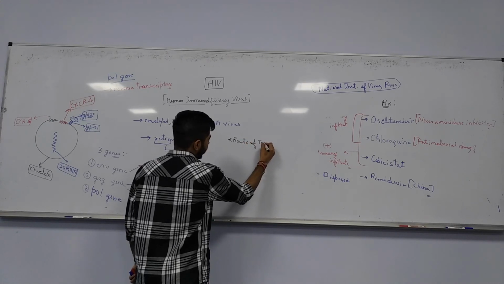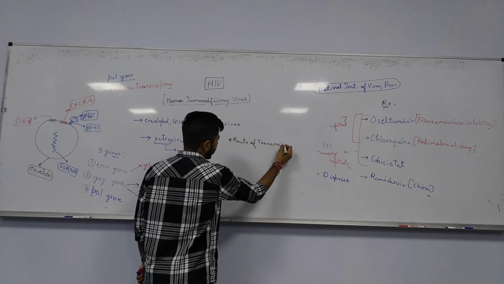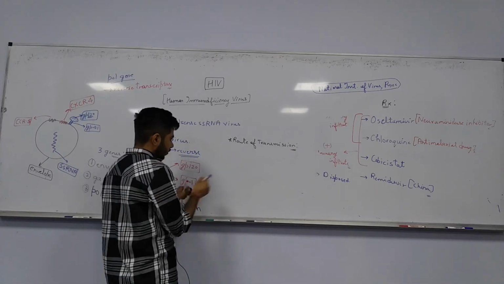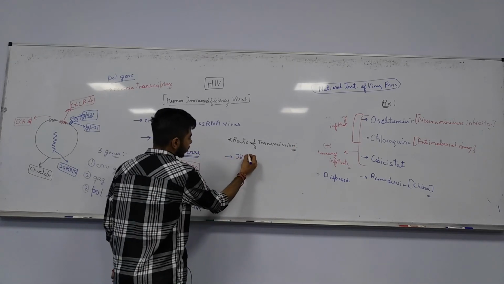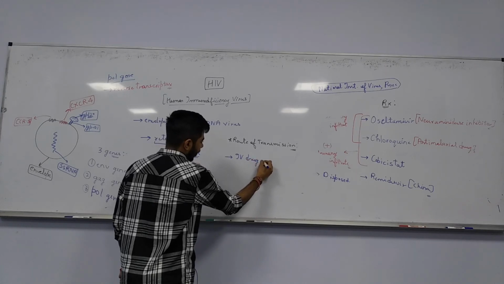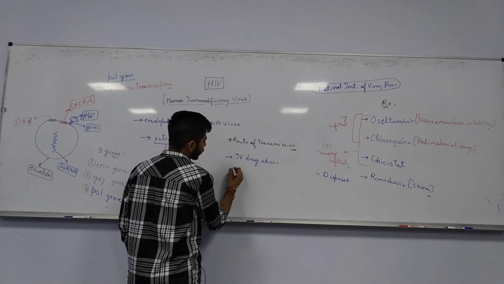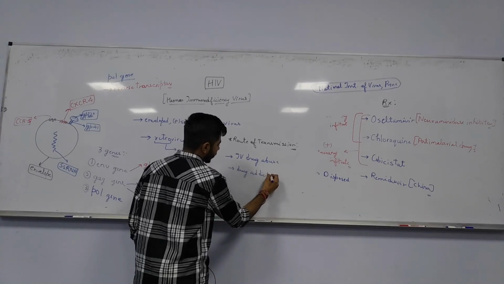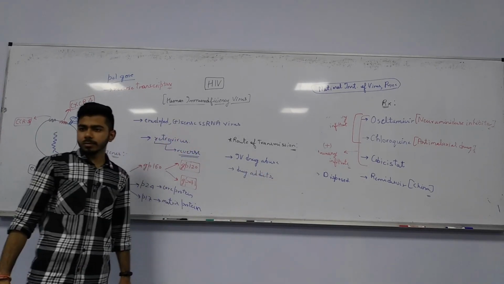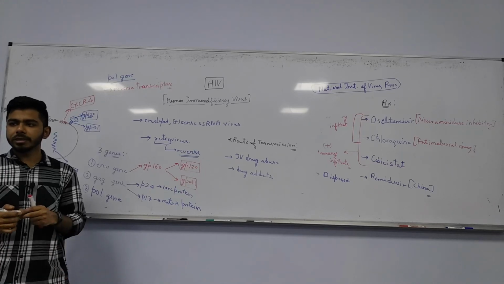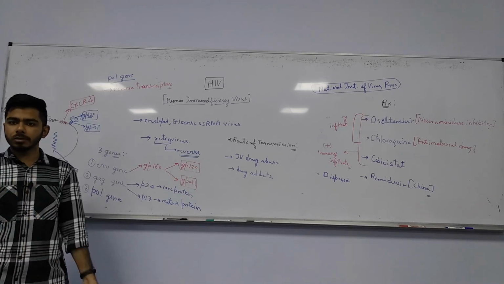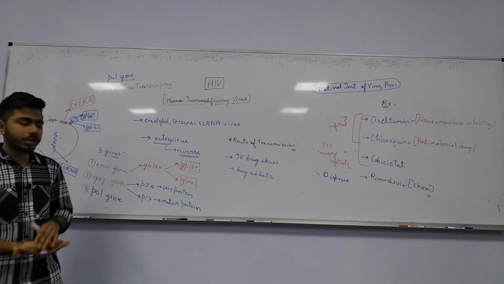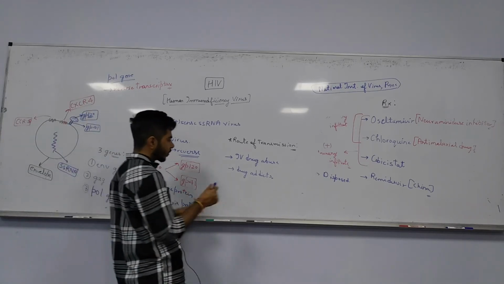So, route of transmission: IV drug abuse. IV drug abuse means drug addicts. They will have higher chances, because they will be pricking themselves again and again with the same needle. So they have a high probability of acquiring that virus, right?